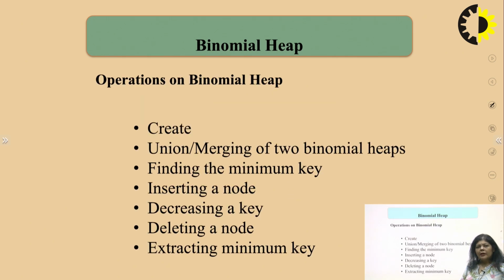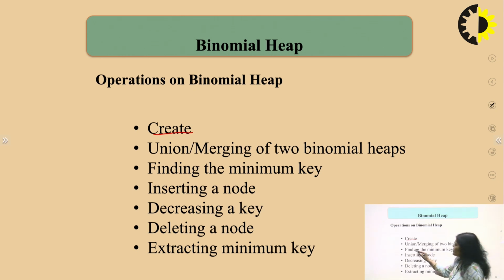The operations on a binomial heap. What are the different operations that we can perform over the binomial heap? The first operation is the creation of the binomial heap. How do we create it? We already discussed that for creation, we need to create the binomial trees, and we can combine them together to create the final heap data structure. And again, both properties need to be satisfied for referring to this data structure as a binomial heap.